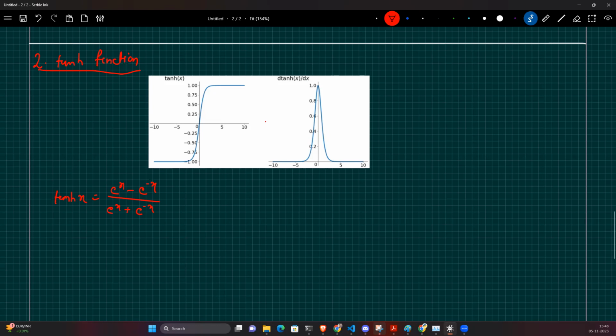So this is our tanh function, right? And what are the advantages of this tanh function?